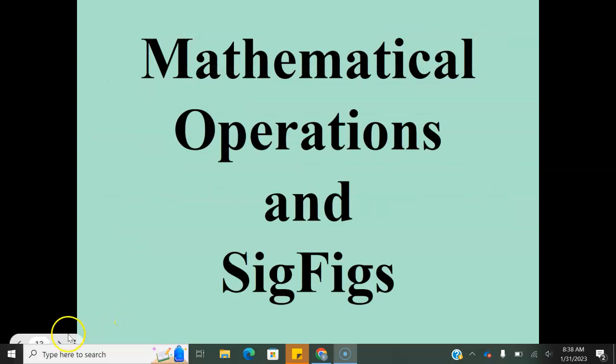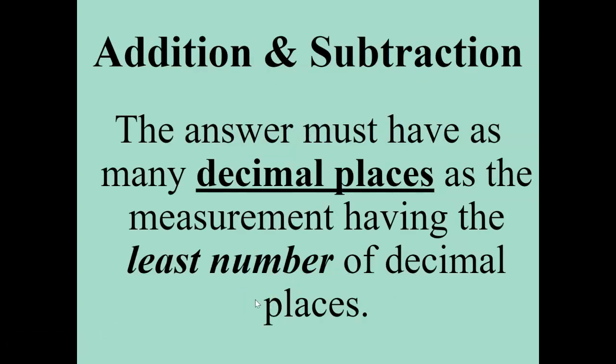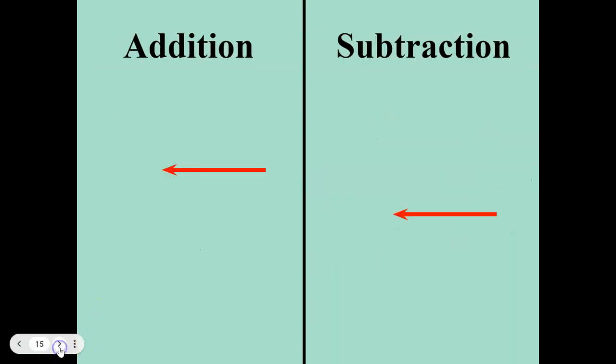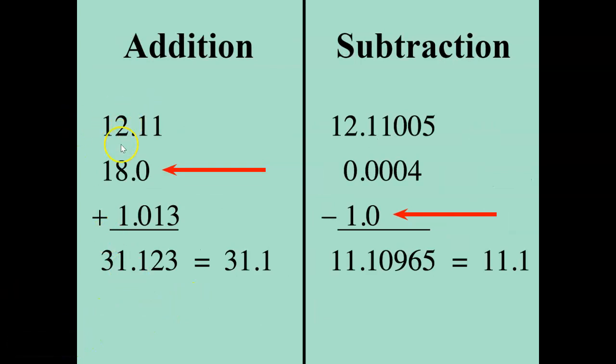So the last thing we have to talk about is what do we do if there's a mathematical operation? So if you have to add, subtract, multiply, divide, how do you calculate how many sig figs are there? With addition and subtraction, you have to have as many decimal places as the measurement with the least number of decimal places. So that means if you have a set number of values, you're just going to round and report to the least number of decimal places. So let's take a look at that. So here we have an addition problem.